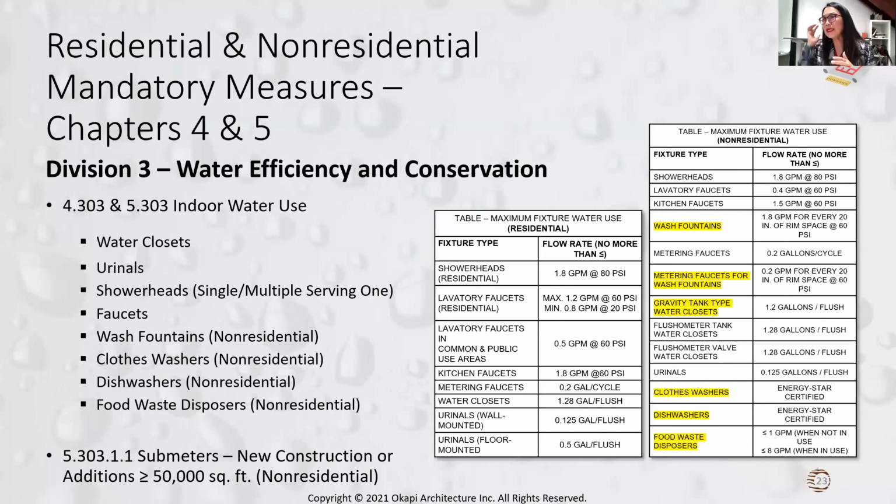CALGreen code is really all regarding efficiencies. And again, we put the residential and non-residential together. It's very much the same if you're dealing with lavatories, faucets, or the bathrooms, the urinals, and the water closets. It's nothing extremely hard. I know all the projects I'm dealing with now always use 1.8 gallon urinals, and you can see over here, water closets at 1.28.